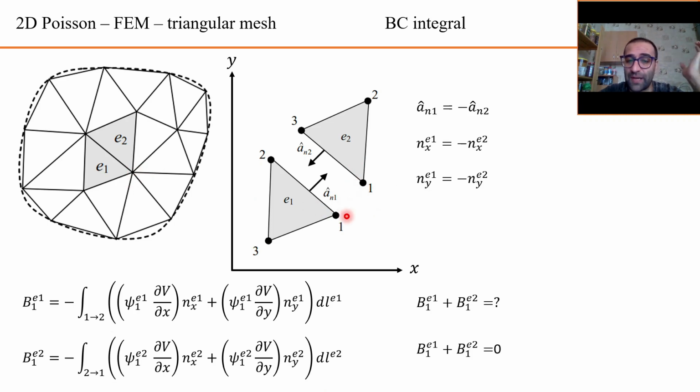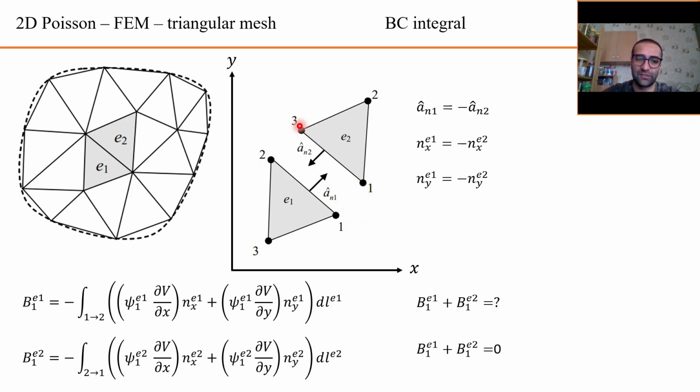And when we calculate the integral, for example, over this path, we know that psi1 is 1 here and goes to 0 at this node. Again, for this element number 1, psi1 of element number 2 is 1 and then goes here to 0.